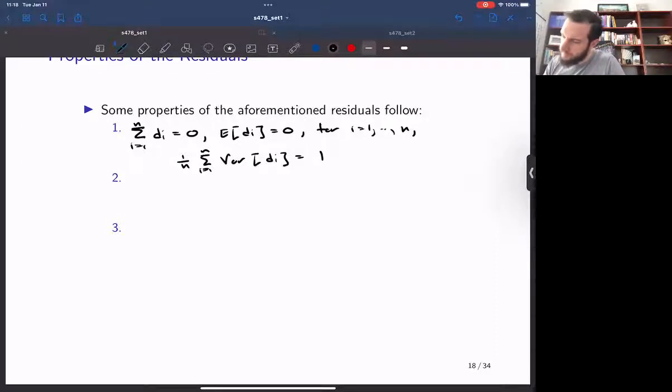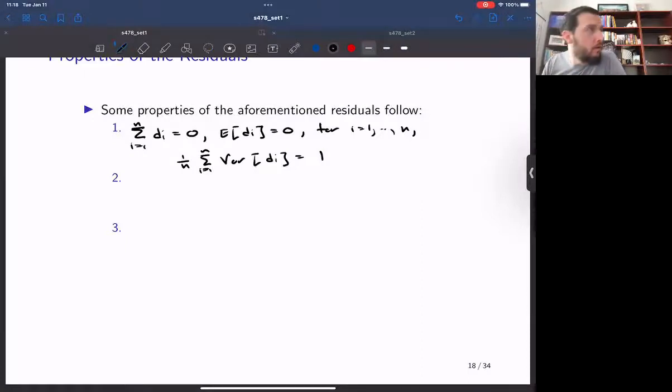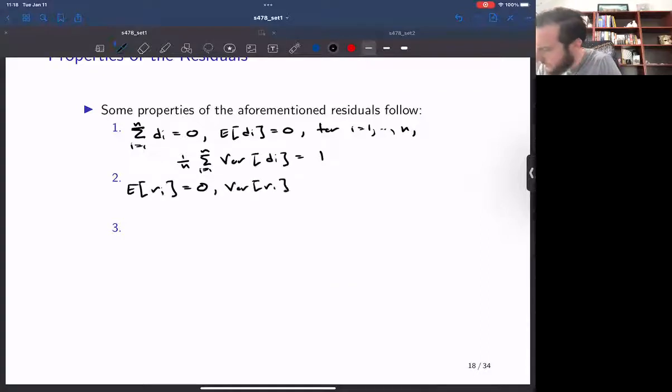For the internally studentized residual, we have that the expected value of Ri is again equal to 0. And we can show that the variance of Ri is equal to 1 for i equals 1 to n.